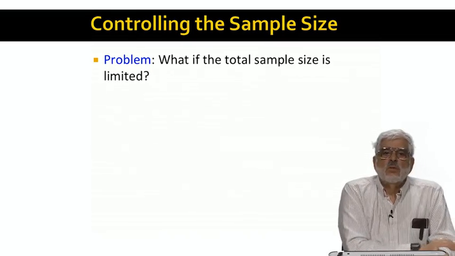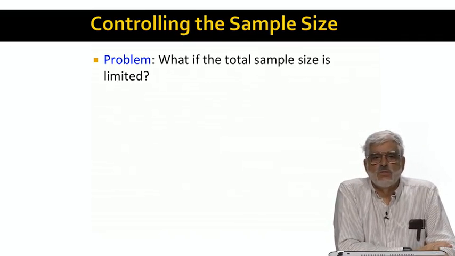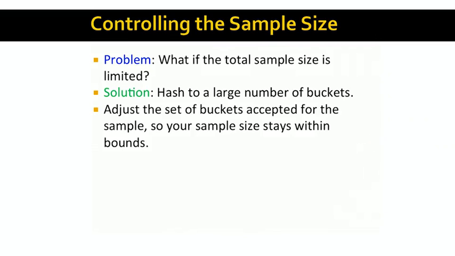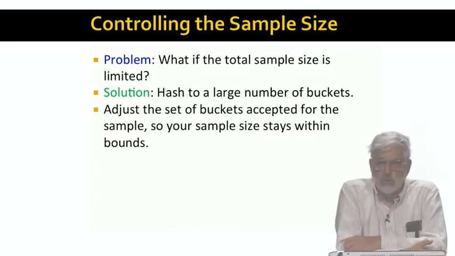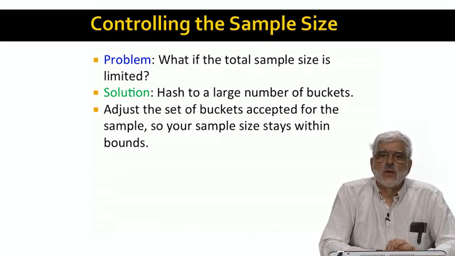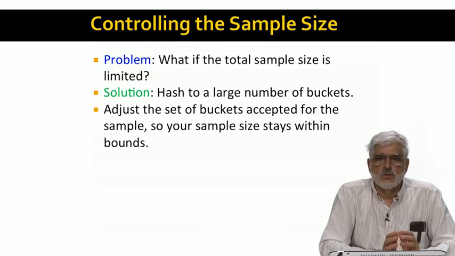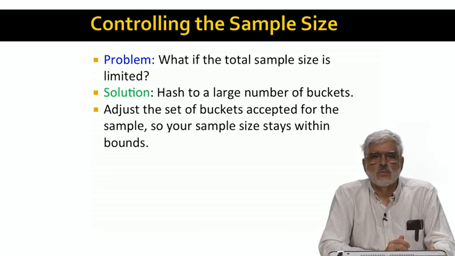Suppose now that we want our sample to be not a fixed fraction of the total stream, but a fixed number of samples from the stream. What we can do is hash to a large number of buckets and accept for the sample not just one bucket, but enough buckets that the resulting sample just stays within the size limit. If, as more stream elements come in, our sample gets too large, we pick one of the buckets that we had been including in the sample. We delete from the sample just those elements that hash to that bucket. Organizing the sample itself by bucket can make this decision process efficient. I won't go into the details.